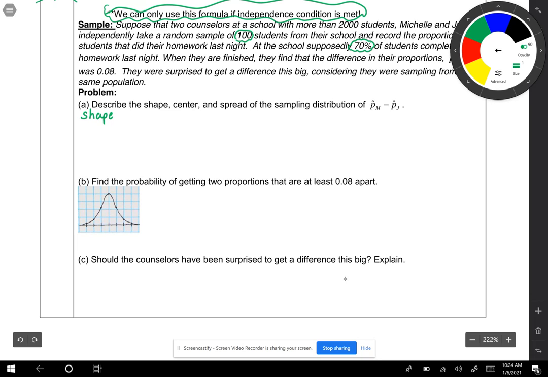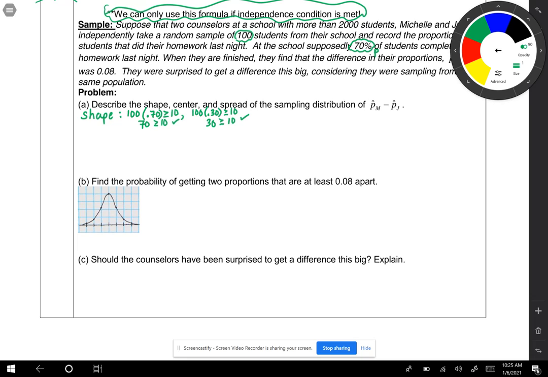So the shape: get a sample size, so it's N1 times P1, so 100 times 0.70. Is it greater than or equal to 10? So that is 70, which is greater than or equal to 10. And then we have N times 1 minus P, so it'd be 0.30, and that is 30, which is greater than or equal to 10. So that is for Michelle.